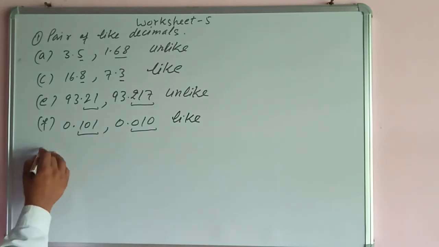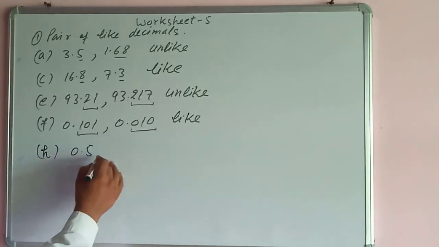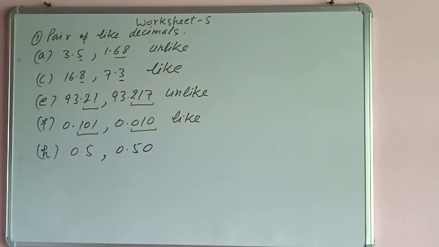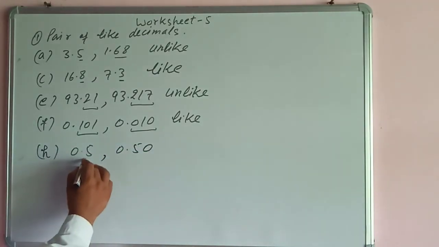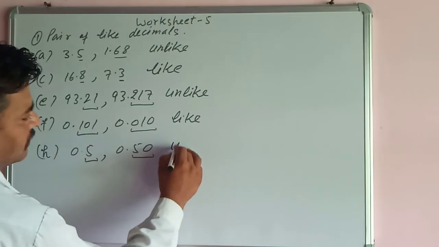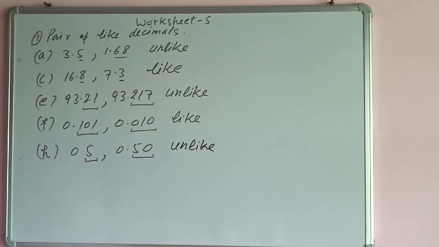So the next part is 0.5 and 0.50. Here again we see that in the first part there is only one place, and in the second part there are two places. So we can say that they are unlike decimals, because the number of places in the decimal part is not the same. Next, question number 2.